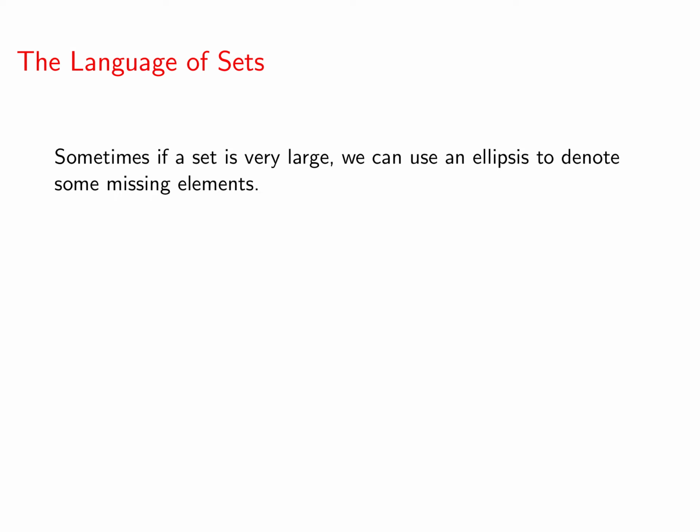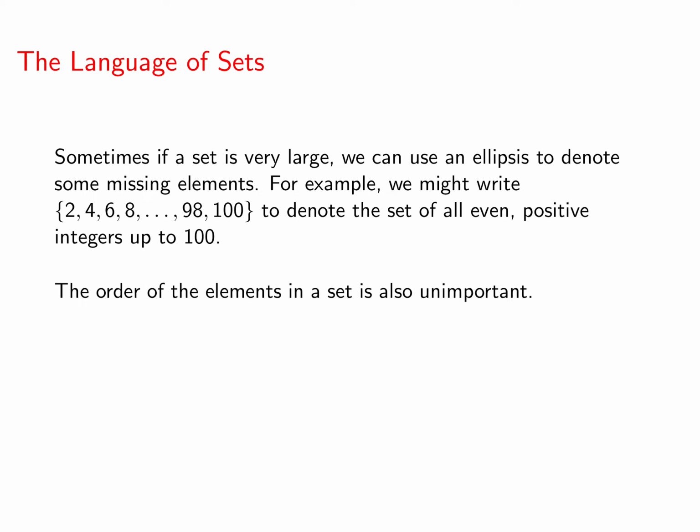Sometimes if a set is really big, you can use what's called an ellipsis to denote some missing elements. Okay, so you can write 2, 4, 6, 8, ..., 98, 100 to denote the set of all even positive integers up to 100. And when you use a ... it's very important that it's totally clear what the missing numbers are.